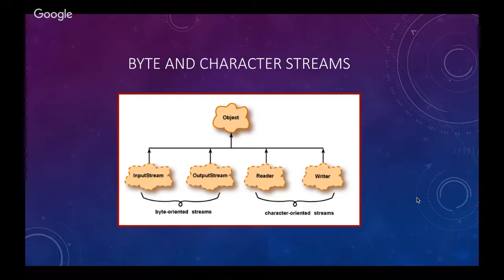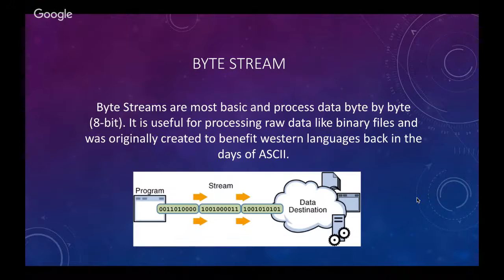Byte and character streams. Byte streams are the most basic and process data byte by byte in 8 bits. They are useful for processing raw data like binary files and were originally created to benefit Western languages back in the days of ASCII.